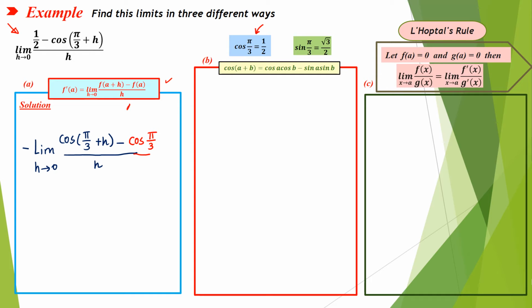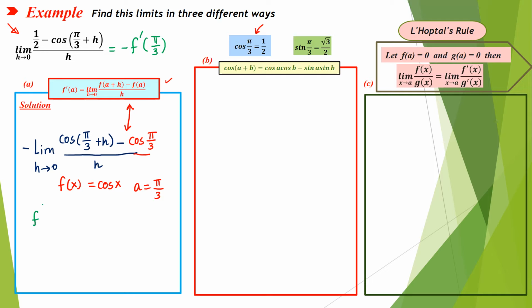Now by comparing our limit with the definition of the derivative, you will get that the function is cosine x and a equals pi over 3. So our limit equals what? Equals minus f prime of pi over 3.